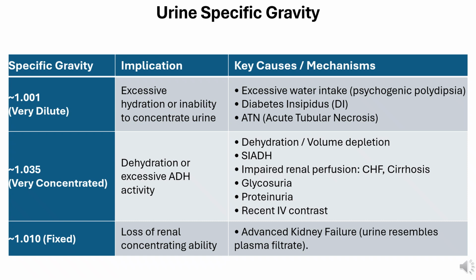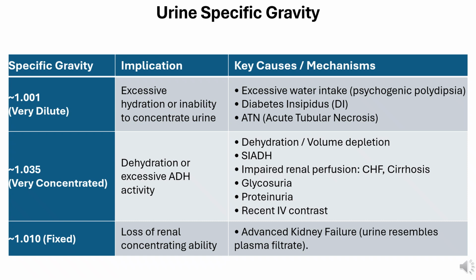If the specific gravity is close to 1.001, that is urine more dilute than normal, it implies the patient has excessive hydration, or a condition called diabetes insipidus, which can be caused by either deficiency or resistance to antidiuretic hormone, or ADH, in which the kidneys lose the ability to concentrate urine in the tubules.